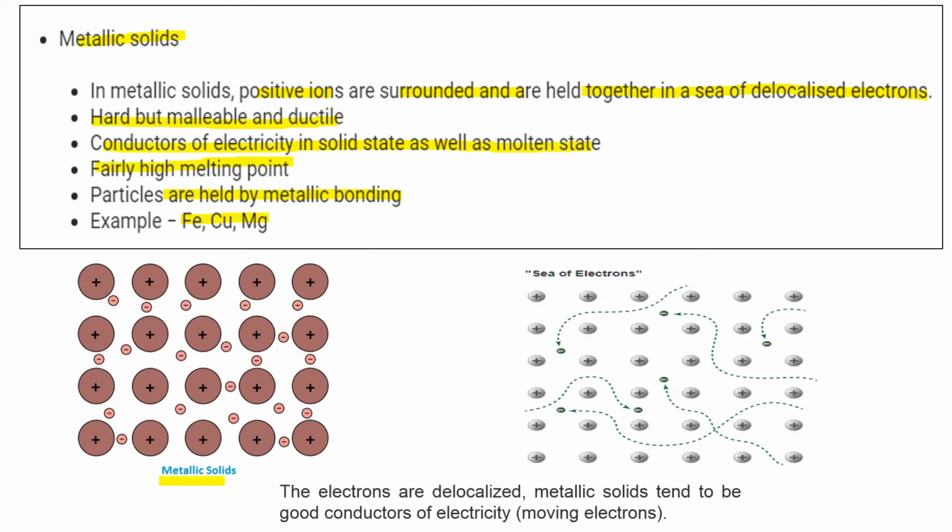In this sea of delocalized electrons, this is where the electrons are delocalized in the crystalline lattice of the crystals in a metallic solid. So metallic solids are good conductors of electricity by the moving electrons.